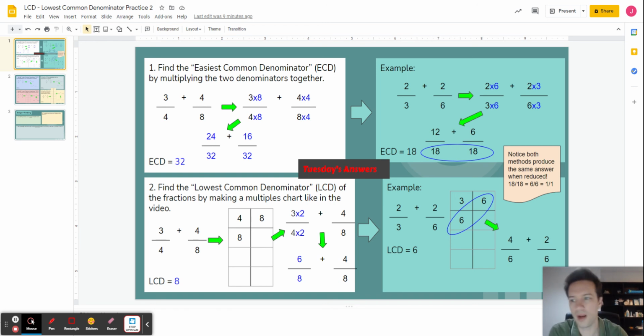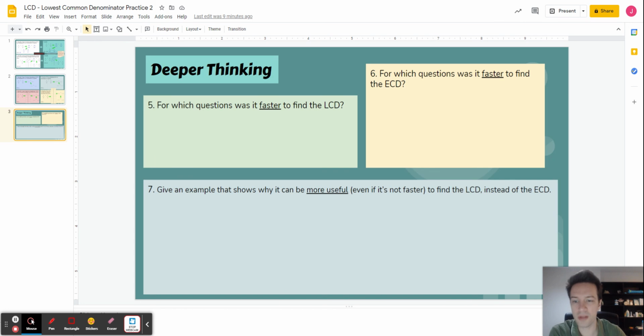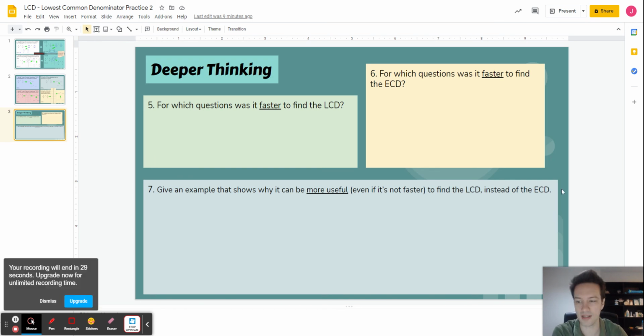So, all right, you're going to be challenged to think of an example yourself where you think it could be more useful to find the LCD instead of the ECD.